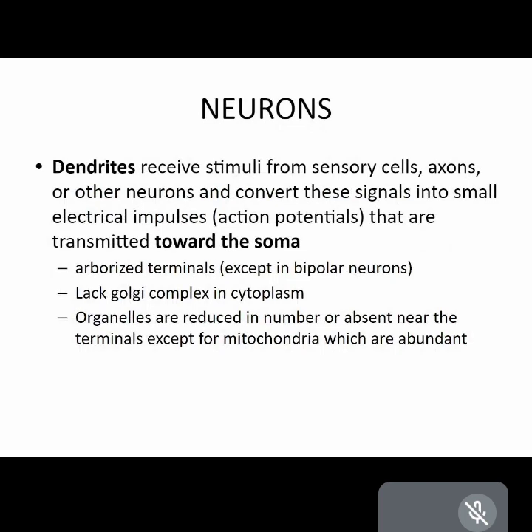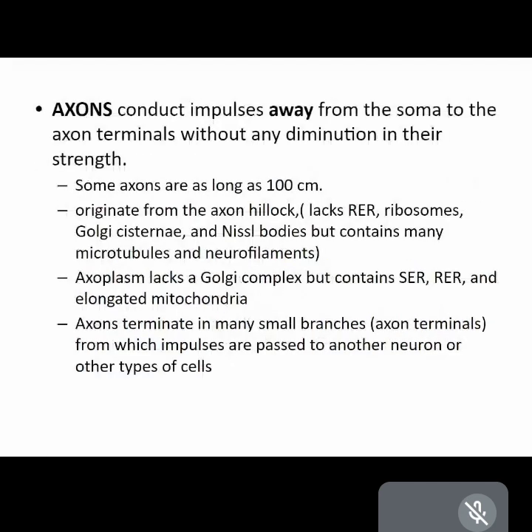Whereas the dendrites, their function is to receive stimuli from the sensory cells, the axons, and or other neurons, and convert these signals into small electrical impulses or action potentials that are transmitted toward the soma, the neuronal cell body. They have arborized terminals, except in bipolar neurons. They lack Golgi complex in the cytoplasm, and the organelles are reduced in number or absent near the terminals, except for the mitochondria, which are always abundant.